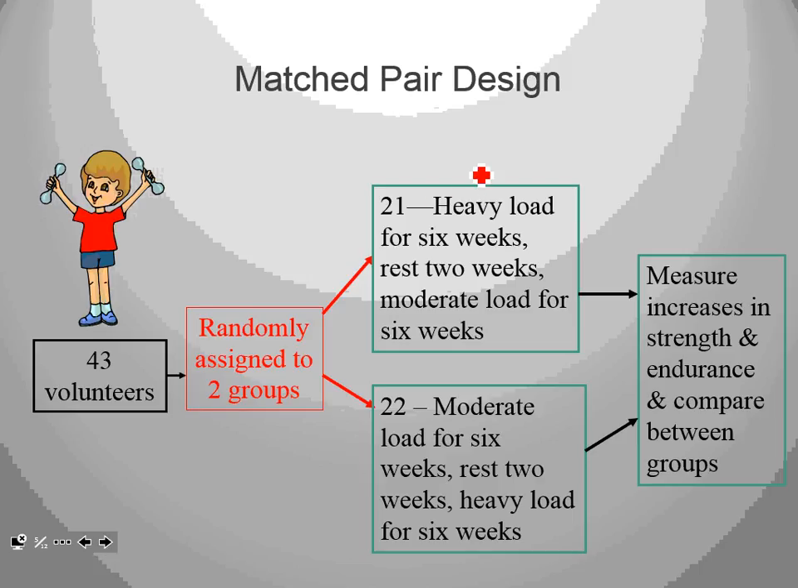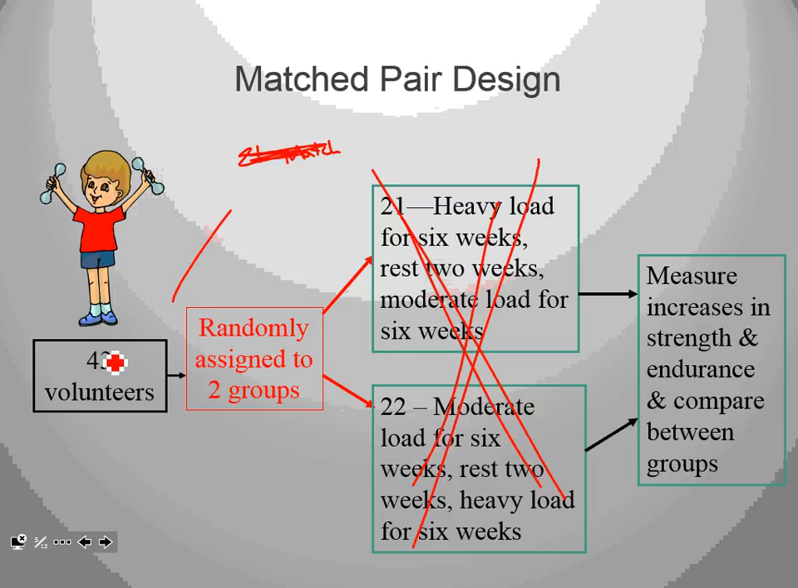No, they went heavy load for 6 weeks, rest 2 weeks, moderate load for 6 weeks. No, I'm saying this is bogus. I like what you guys are saying. You guys are saying, I would say pick, you know, it would be 21 matched people. Well, it'd be even less. So dividing into 3, that would be like, what, 14? Anyways, we'd have matched up individuals.